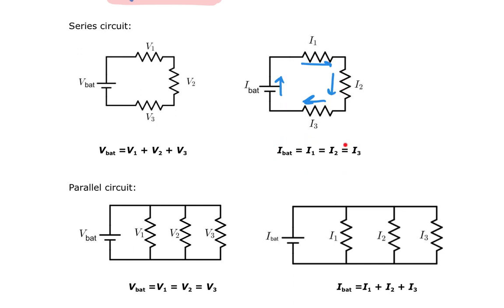So I through the battery is equal to I1, I2, and I3. That's for a series circuit. That's nothing new. We're just reviewing here, okay? We learned a lot of this in the light bulb lab.